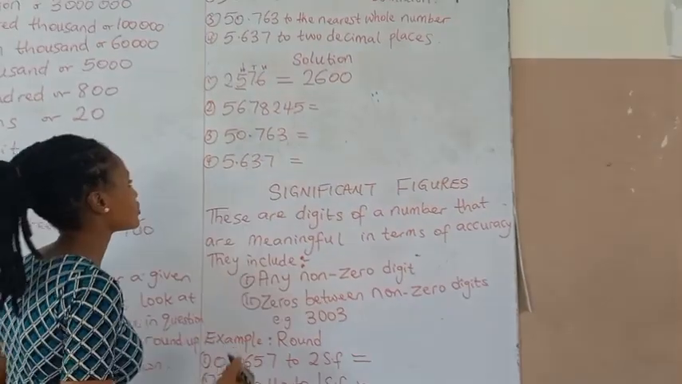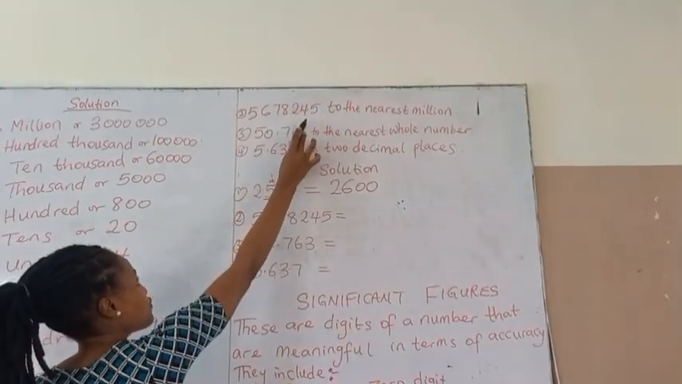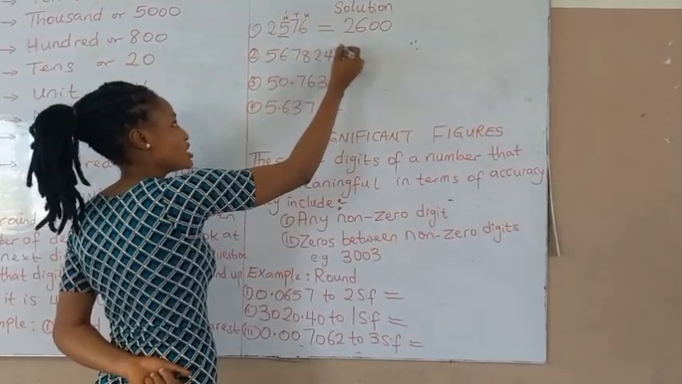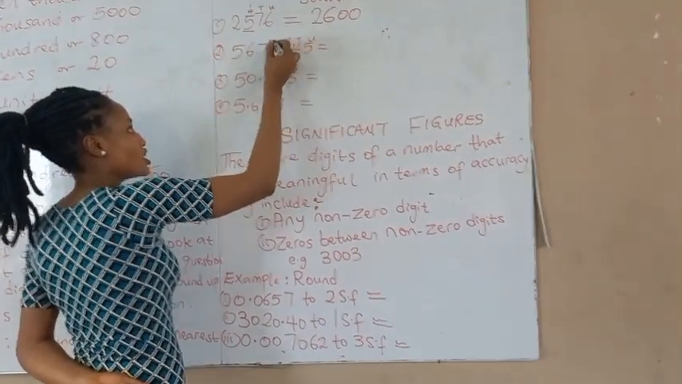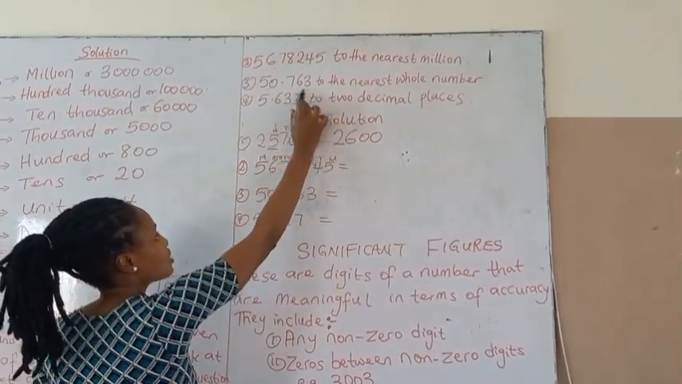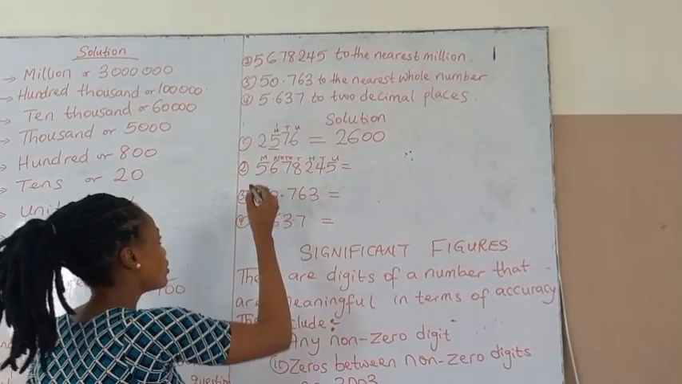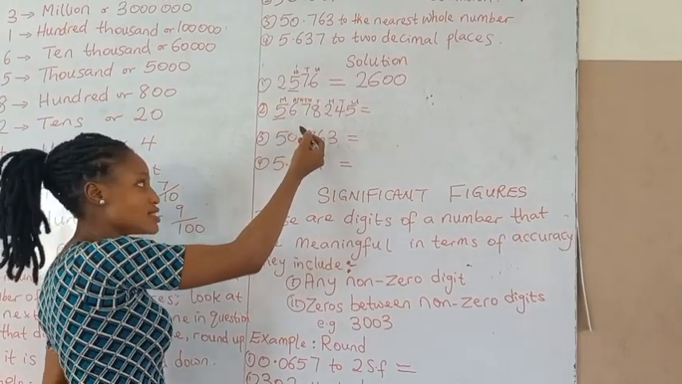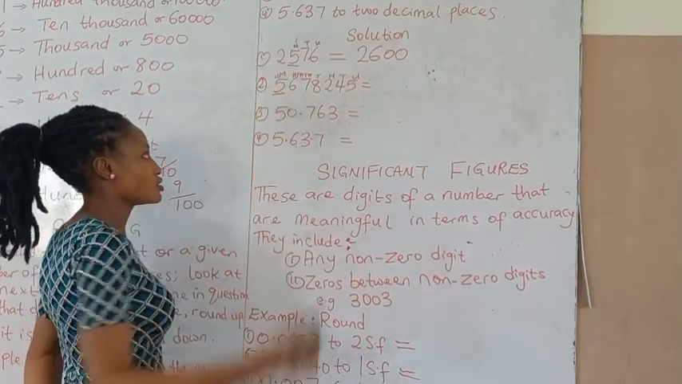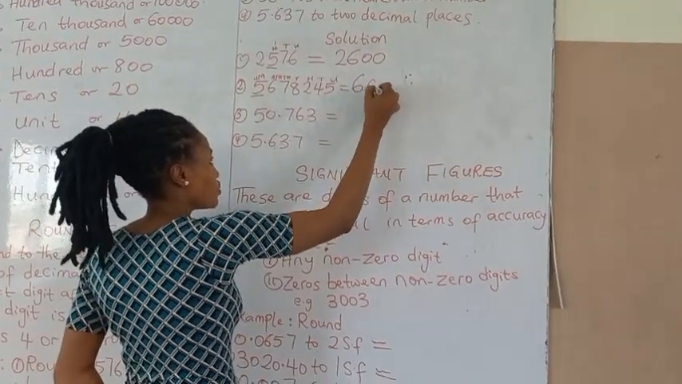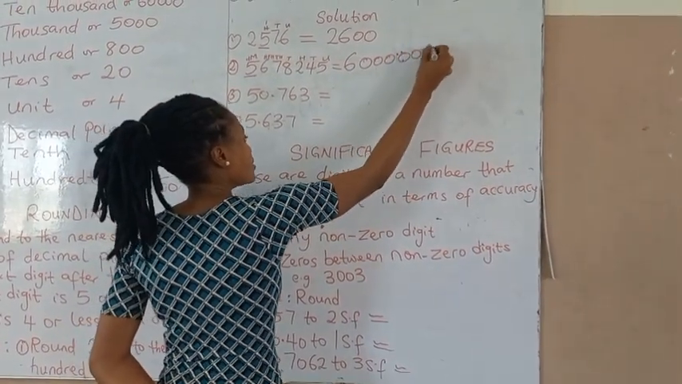and the rest changes to 0, 0. The next question, 5,678,252,45 to the nearest million. We are first going to place them according to the place value. Unit, tens, 100, 1,000, 10,000, 100,000, then we have million. Since we are rounding to the nearest million, we pick the one with million and check the number after it. 6. Can 6 round up? Yes, it rounds up to 1. That is 5 plus 1 gives 6, while other digits change to 0.